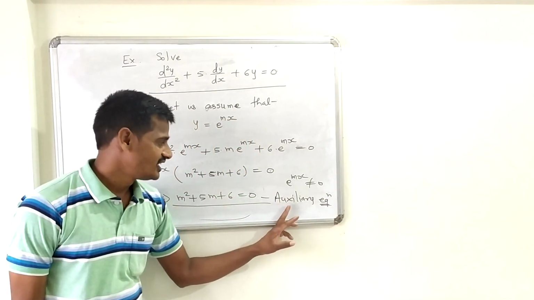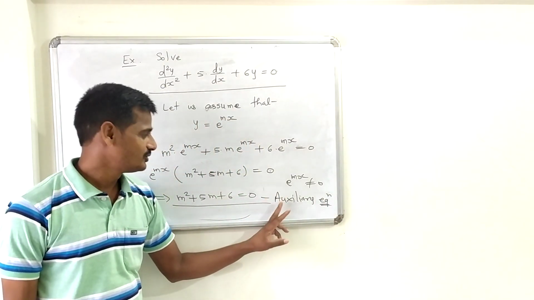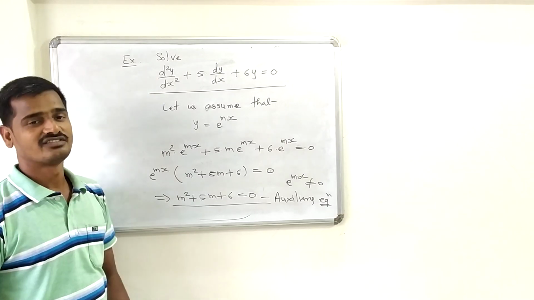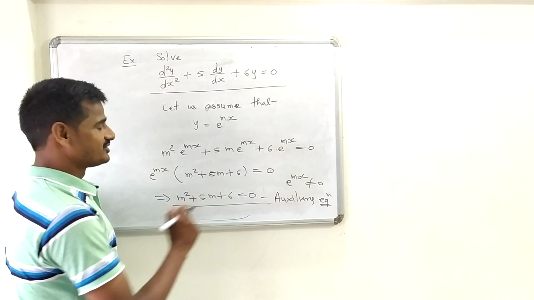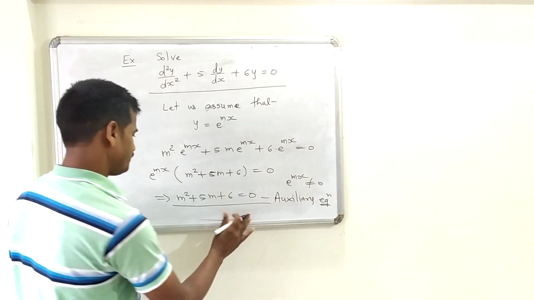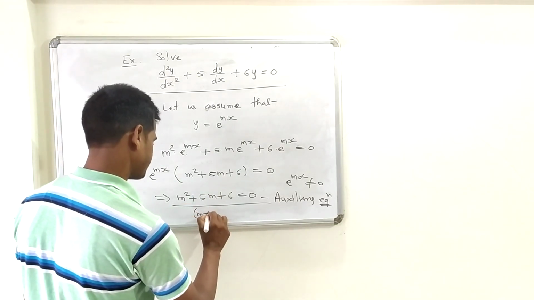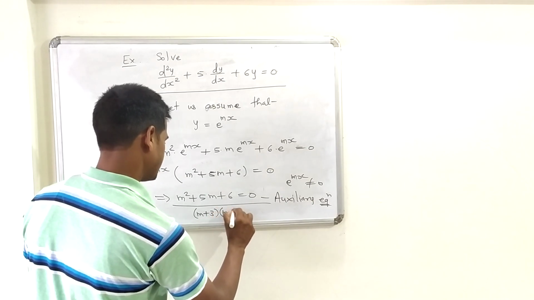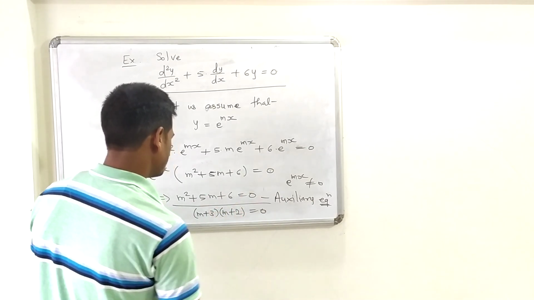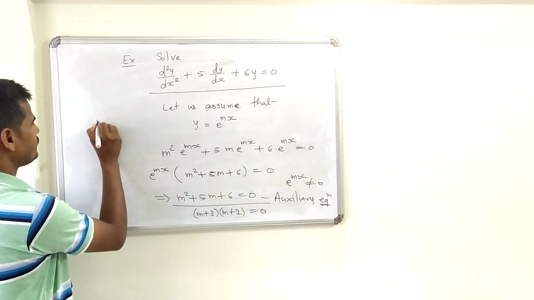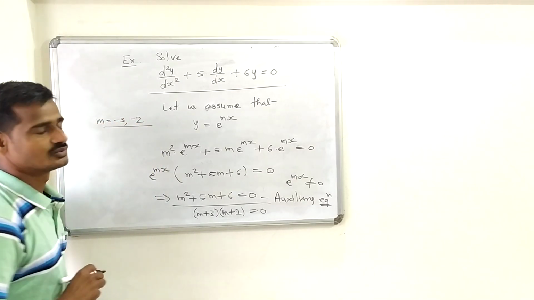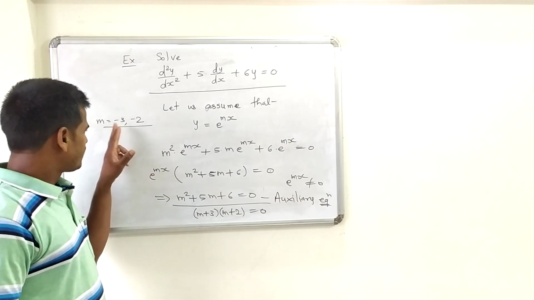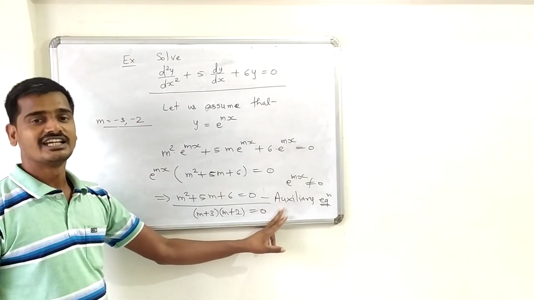Why is it called the auxiliary equation? Because it helps you to find the solution of this differential equation. Now how does it help you? So what are the roots of this quadratic equation? You know the factorization, m plus 3, m plus 2. So what are the values of m? m is equal to minus 3 and m is equal to minus 2. These are the roots of this auxiliary equation.